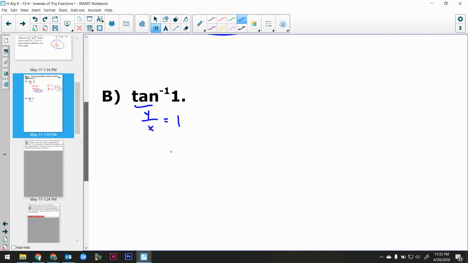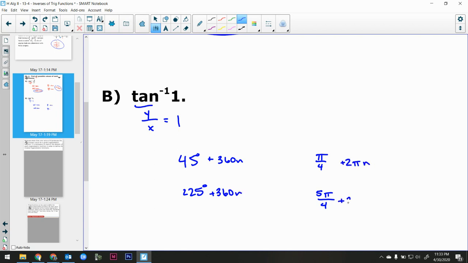Let me get back to here. So 45 degrees and then the 225 degrees. Okay. Now, what is that in terms of radians? That's pi over 4. And then 225, I think it's 5 pi over 4. And then now let's account for all rotations. Plus 360n, plus 2 pi n. Okay, that accounts for all rotations.